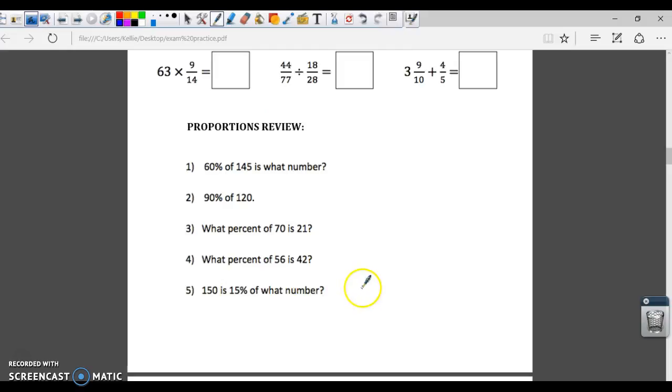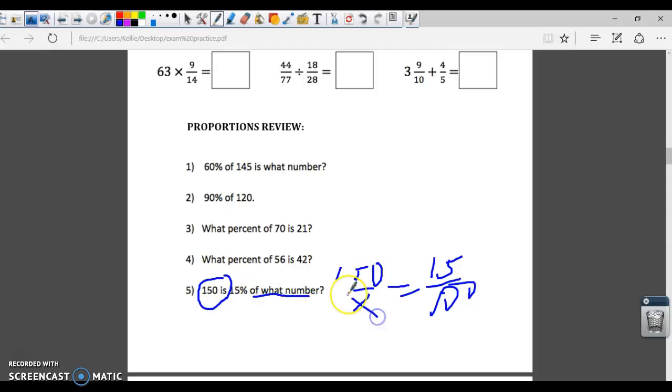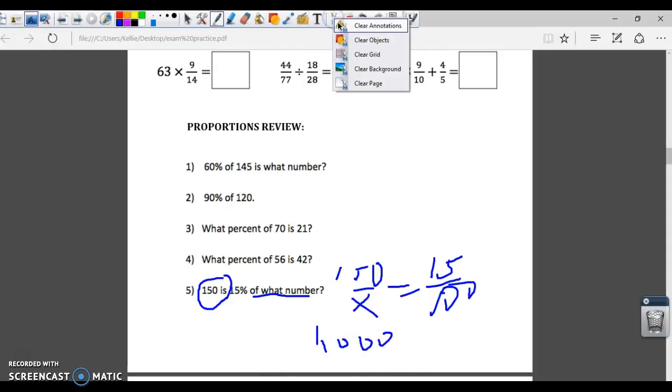Next one, 150 is 15%. Careful with this. Just because it is next to the 15%, remember, percents always go above the 100. So the 150 is connected with this is, not the 15. So 150. And how do you really know? Because it says of what? So remember, x means what? So this time when you cross multiply, you're doing 150 times 100 and divide that by your 15. Okay, so that's 1,000. So 150 is 15% of what number? 1,000. All right, so hopefully that jogged your memory on that one.